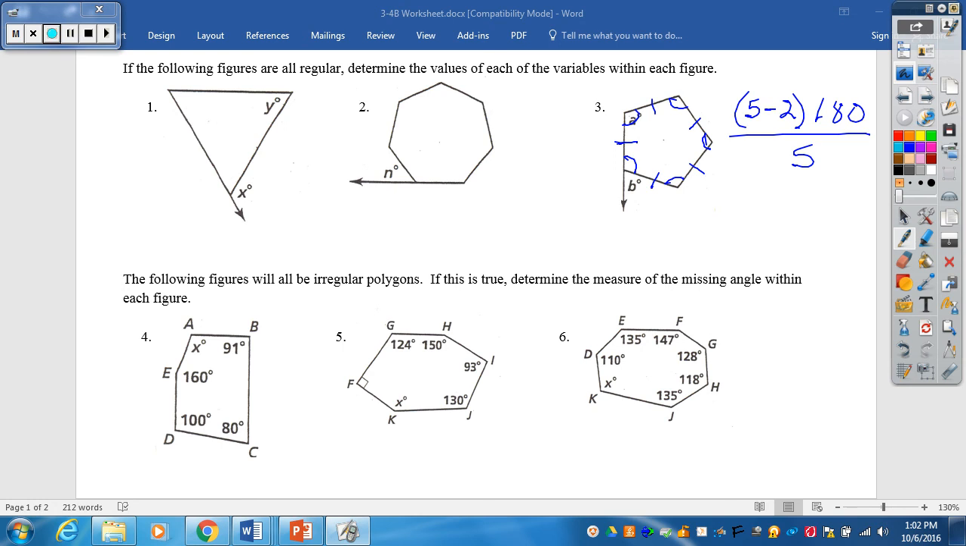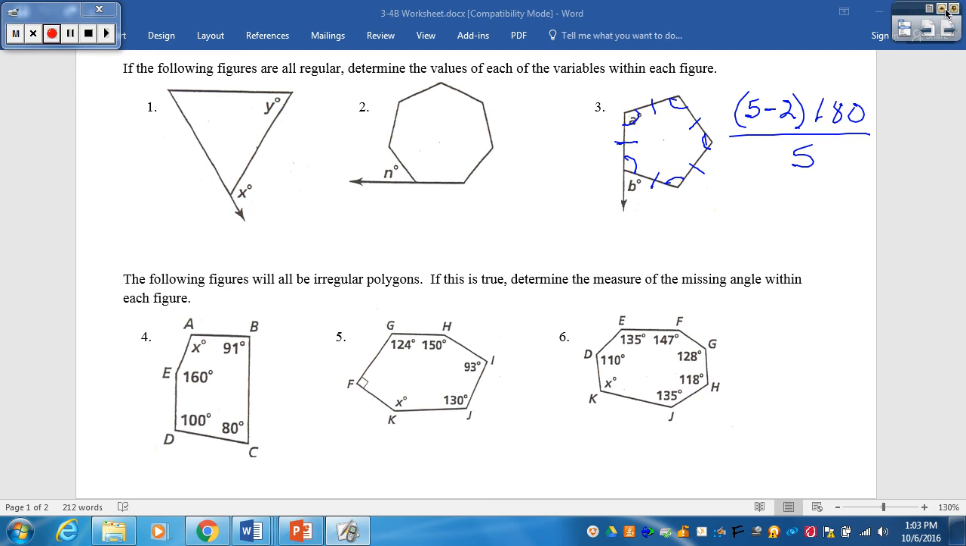And so, as you work this out, let's see here, 3 times 180 is 540, divided by 5, that gives you 108 degrees. So this right here is 108 degrees. That's angle A. Well, that's obtuse, that's a good thing. Angle A is definitely obtuse.